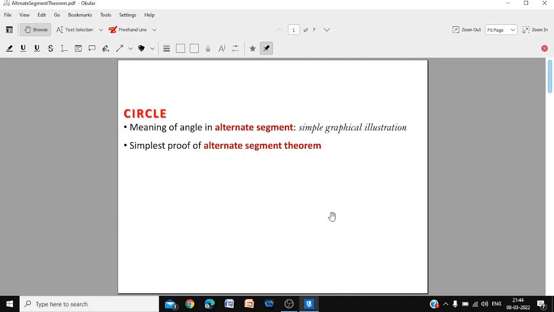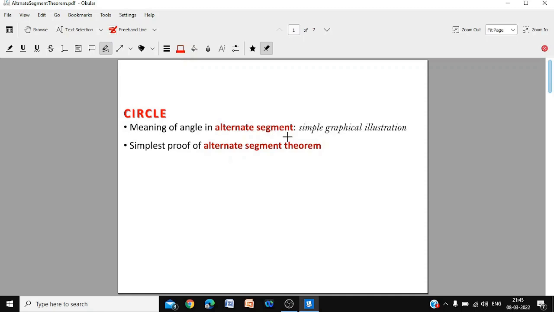In this video, we are going to look at an important theorem in circles, that is the meaning of angle in alternate segment. We will also be looking at the proof, but the proof may not always be needed, particularly in the school stage. But for class 10 level students, the application of this theorem is vital for many proofs.